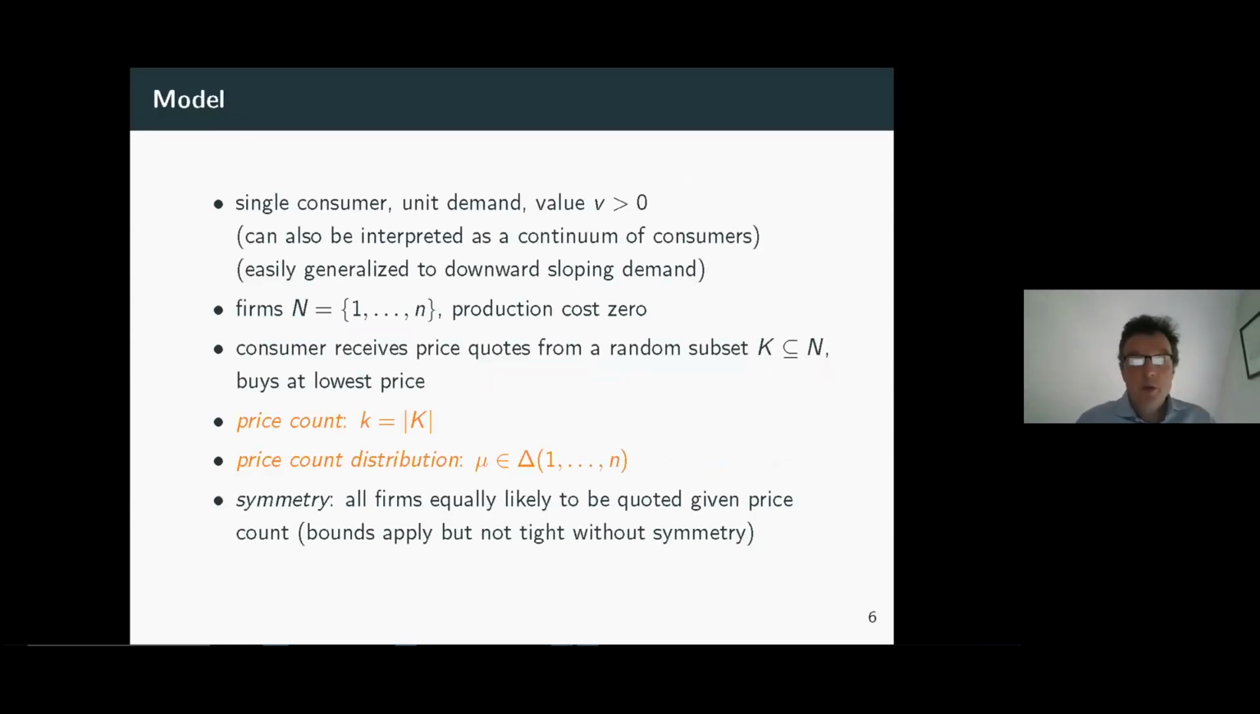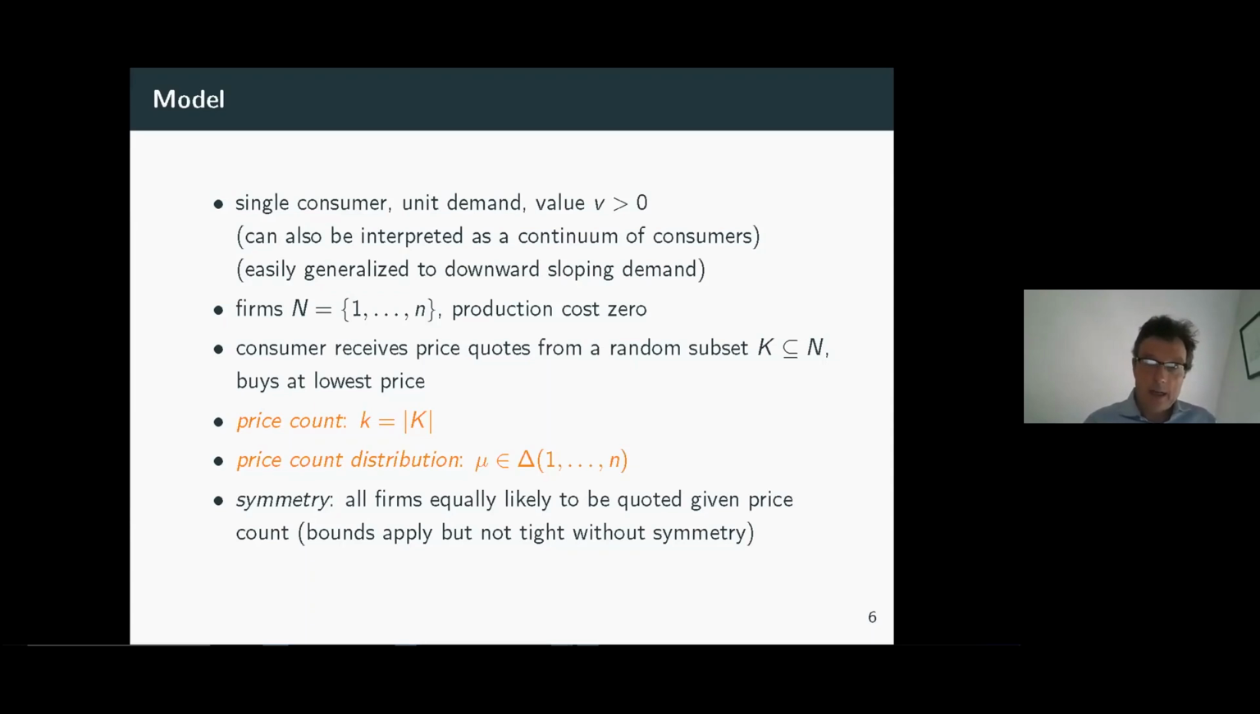Okay, so we're going to think about a single consumer who has unit demand for a homogeneous good, and his value is going to be simply B. So there's no uncertainty about his value. The natural analogy is with a continuum of consumers, and the results easily generalize to downward sloping demand, but today let's just focus on that. There's a number of competitors with index N, and the production cost is 0.